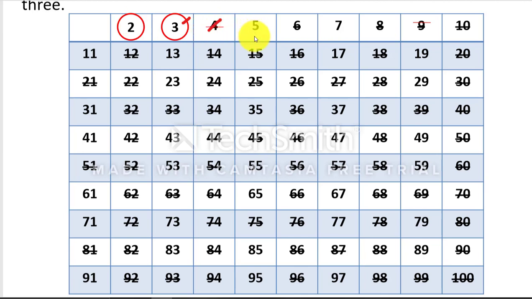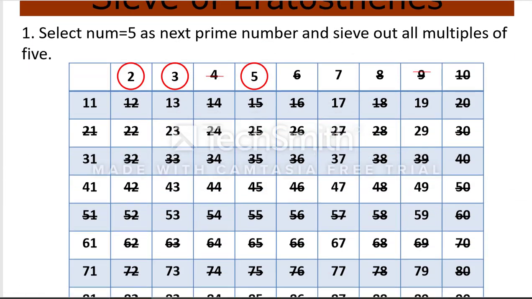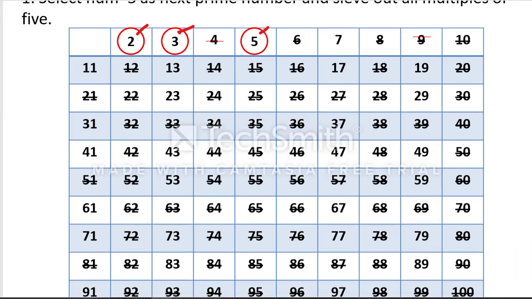So now select the next number, 5. Now 5 is selected as the next prime number. So 2, 3 and 5 are all prime numbers, and the task in this case is to filter out all the multiples of 5. Now in this case, very important, 5 is a prime number.